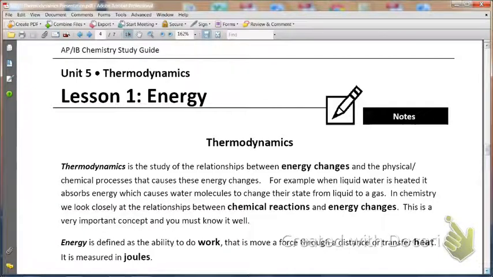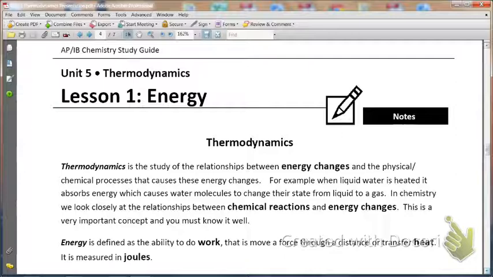Alright, we're going to go ahead and get started with Lesson 1 Energy of Unit 5 Thermodynamics. The focus of this lecture video is on thermodynamics itself, to just give you a basic idea of what thermodynamics is so that you understand what this unit is all about. So first of all, let's start off with what is thermodynamics in the first place. Let's get an actual definition of it.